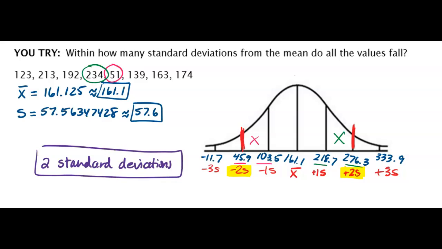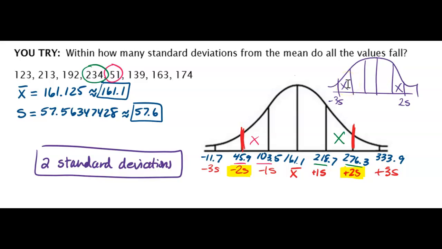I just want to say one other thing. If you happen to have a normal curve, and this will happen sometimes, not all the time, where one of your x's is 2 standard deviations away, like this one was, and your other one is 3 standard deviations away, so maybe your other x is here, that's 3 standard deviations away.